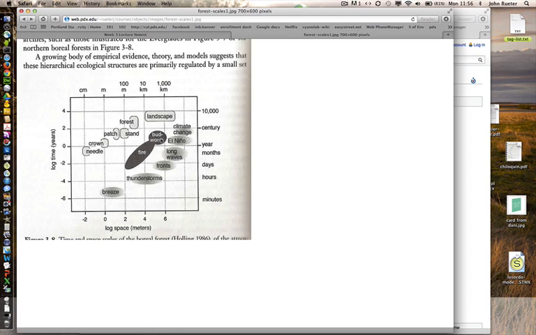Then we look at some of the disturbances, like fire. Budworm outbreaks last over decades and are at the space scale of hundreds of kilometers. These are huge things that happen throughout forests, whereas fires range from small little fires that last for a couple days to large fires that burn for a year or more.